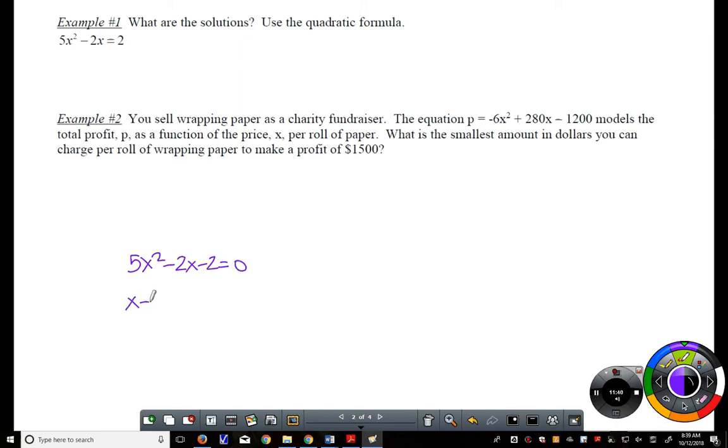Is it 2 rad 11? Yeah, it's a simplified rad. Plus or minus. Oh, yeah, plus or minus.